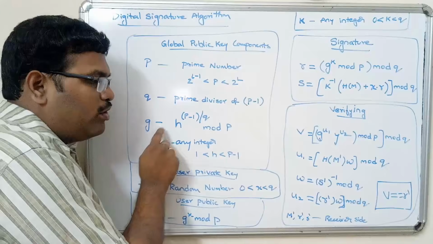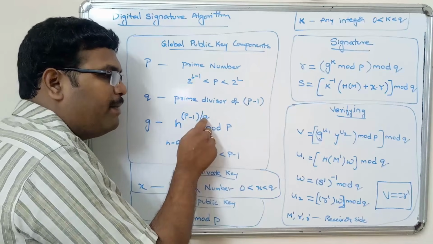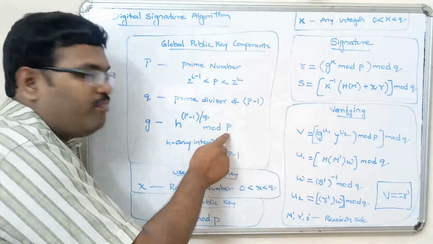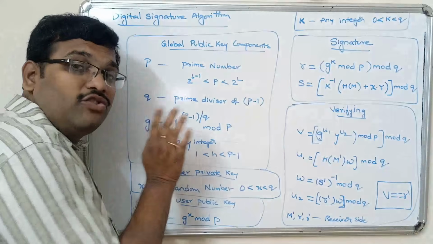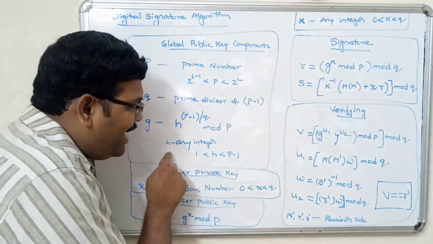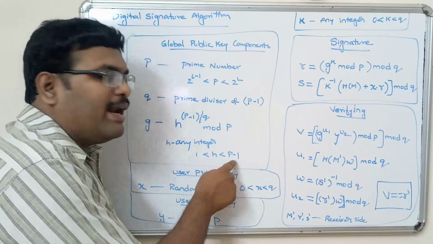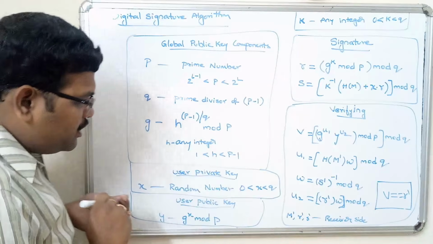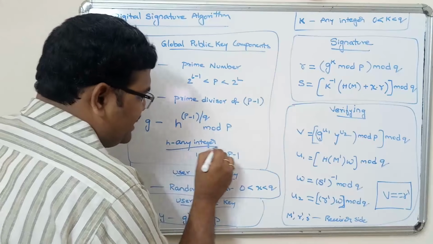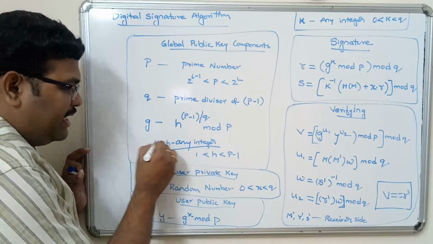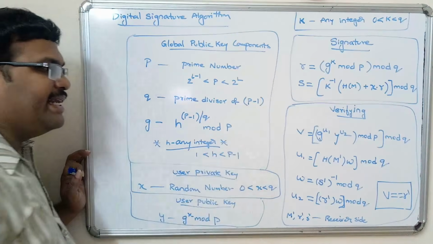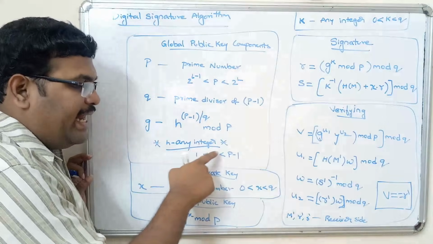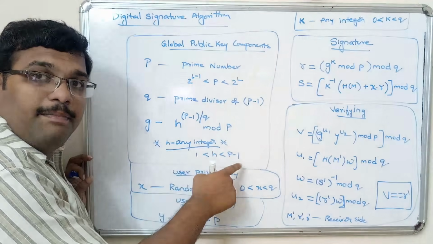So G is equal to H power (P minus 1) divided by Q, mod P. Here H is not a hash code. H is an integer value which lies between 1 and P minus 1. Any integer value, right? So this is also very important. H is not a hash code. H is any integer which lies between 1 and P minus 1.